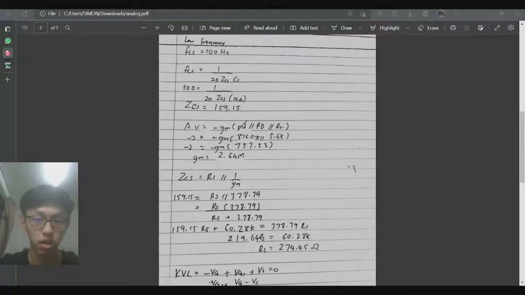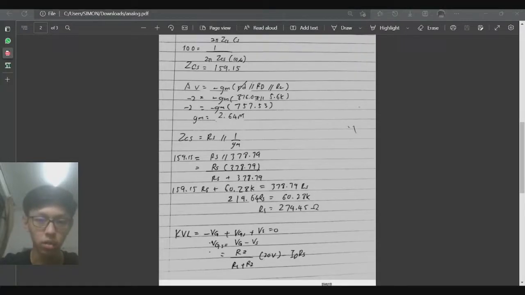So by using the AV formula, we can get the GM, which here is the same as RD equal to unlimited, so we just cancel it, and we will get GM equal to 2.64 milli.